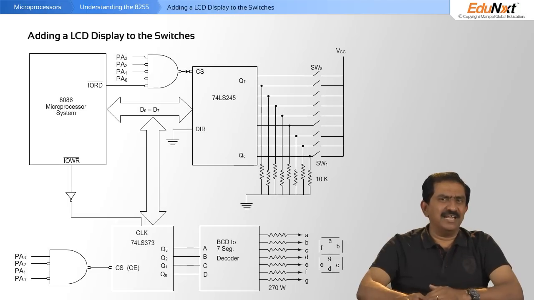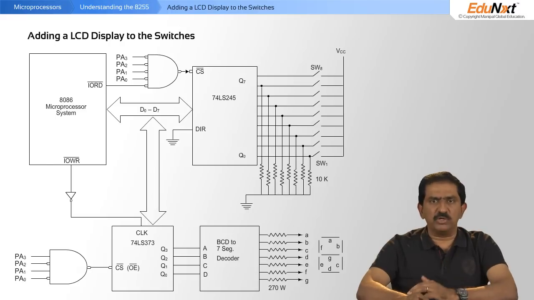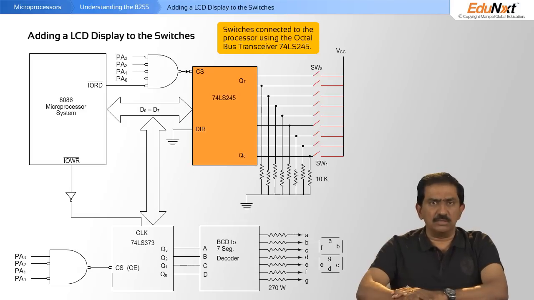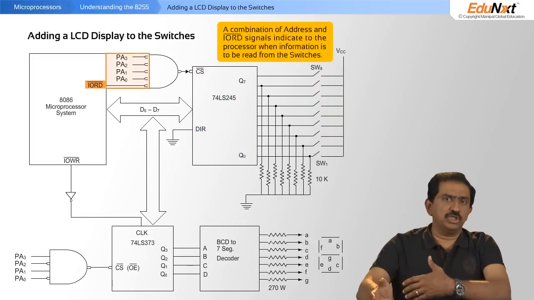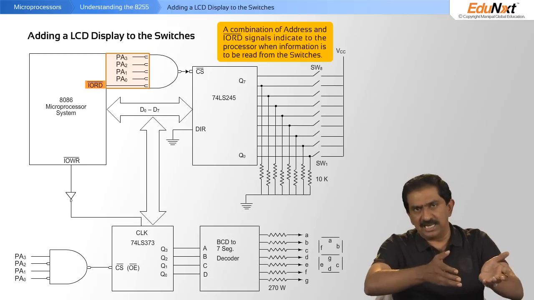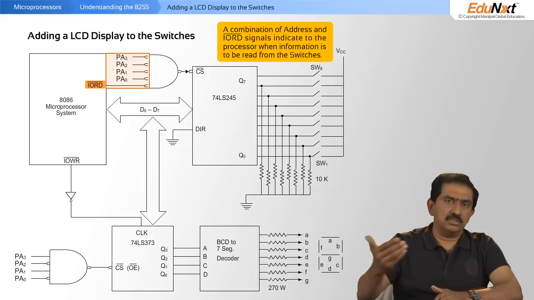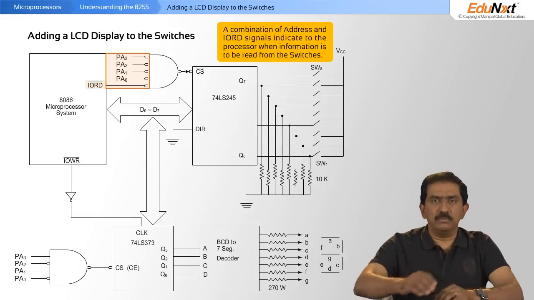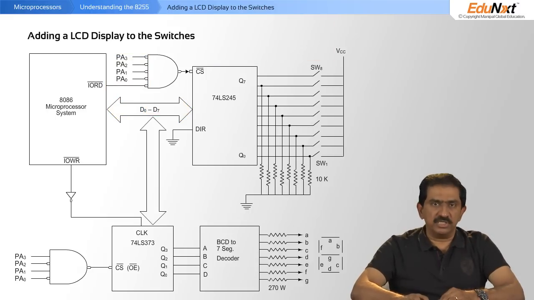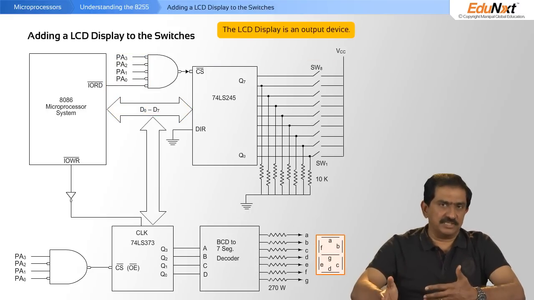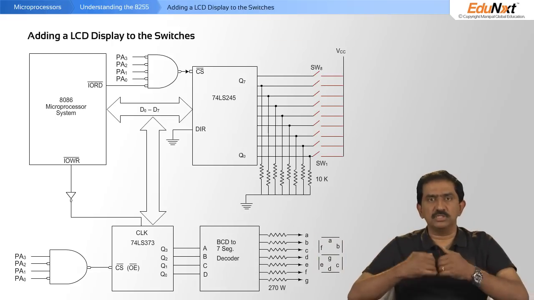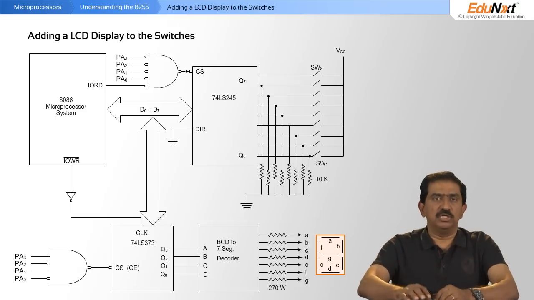If you now wanted to add an LCD display to this, for example, so what did we say? We said there are a set of switches, which is connected through the octal bus transceiver, and a combination of address lines and I/O read lines tells the processor when the information is to be read from the switches, and that information is available on the data bus. In addition to this, you have the LCD display. So this is now an output device.